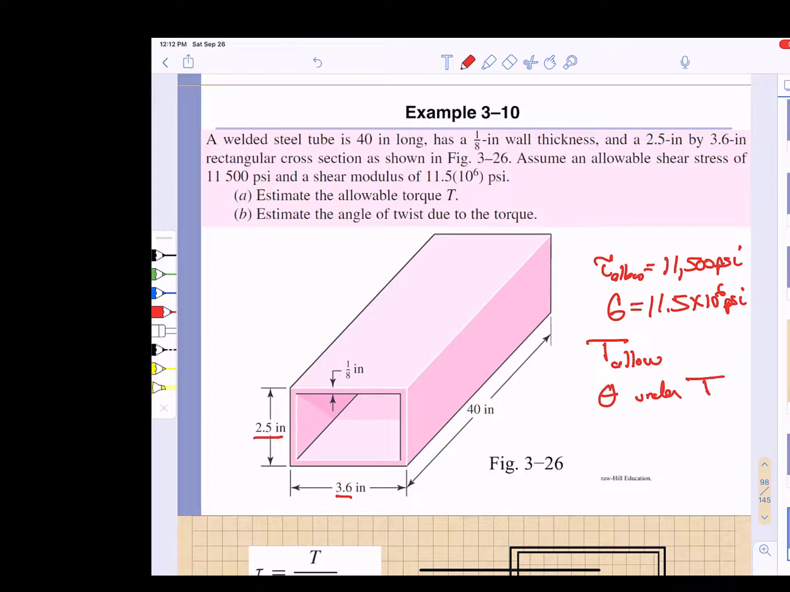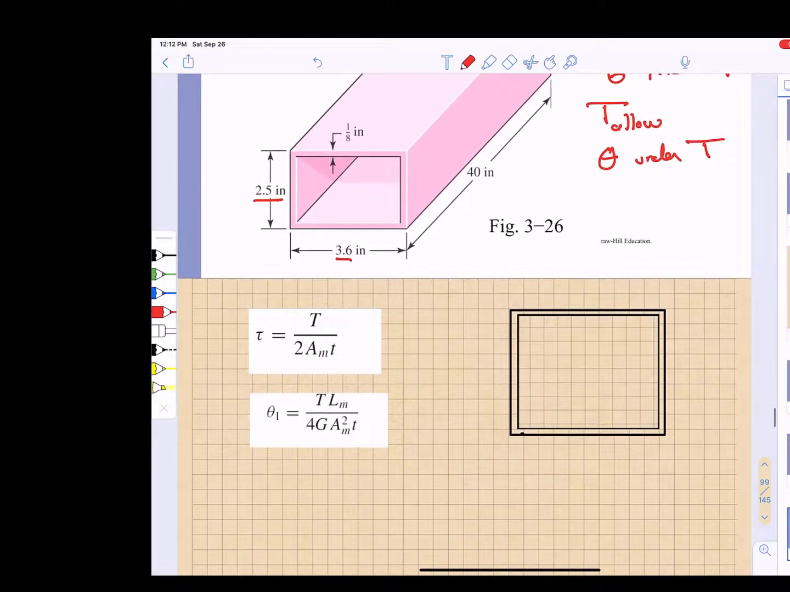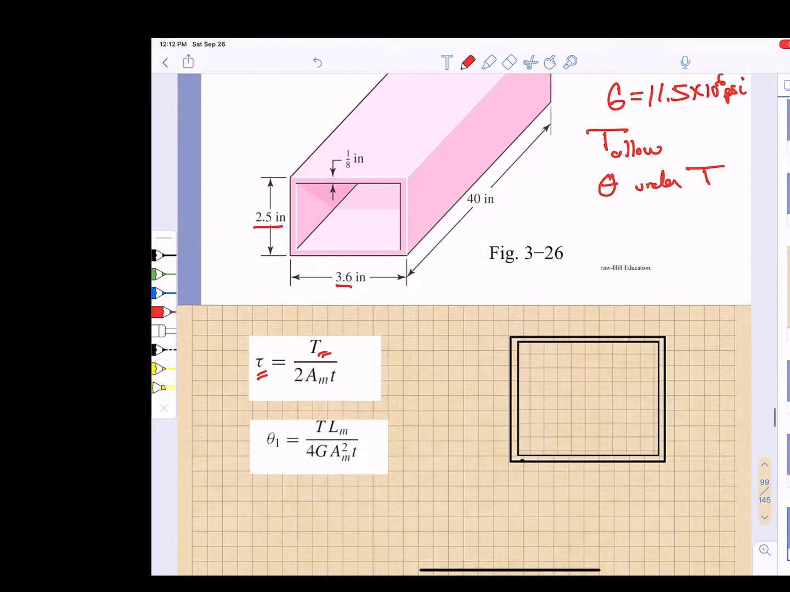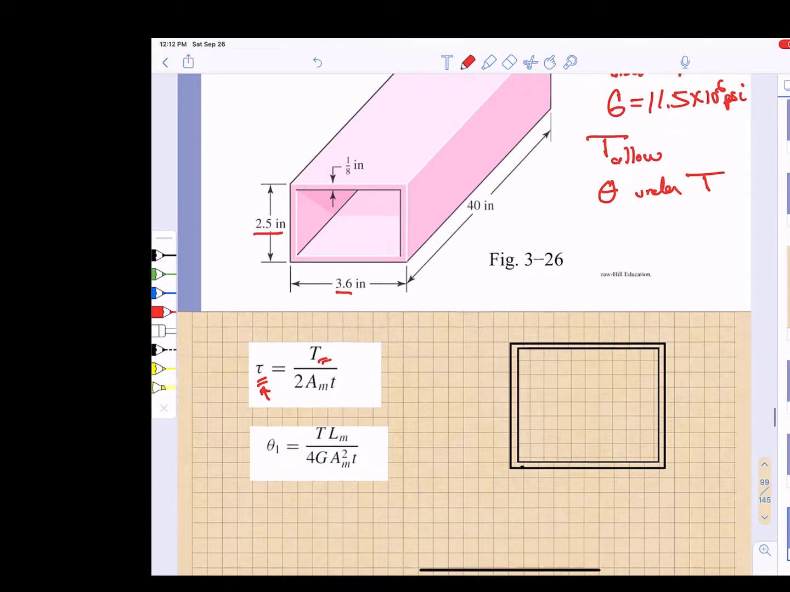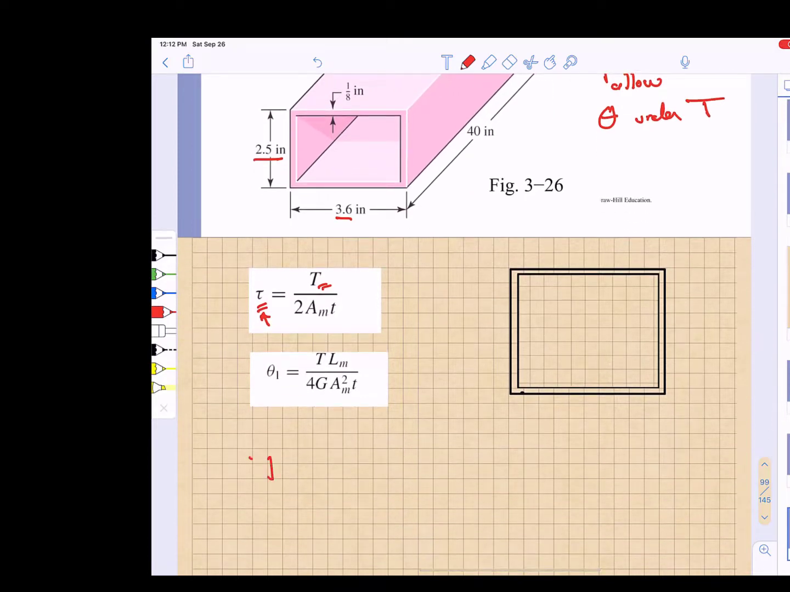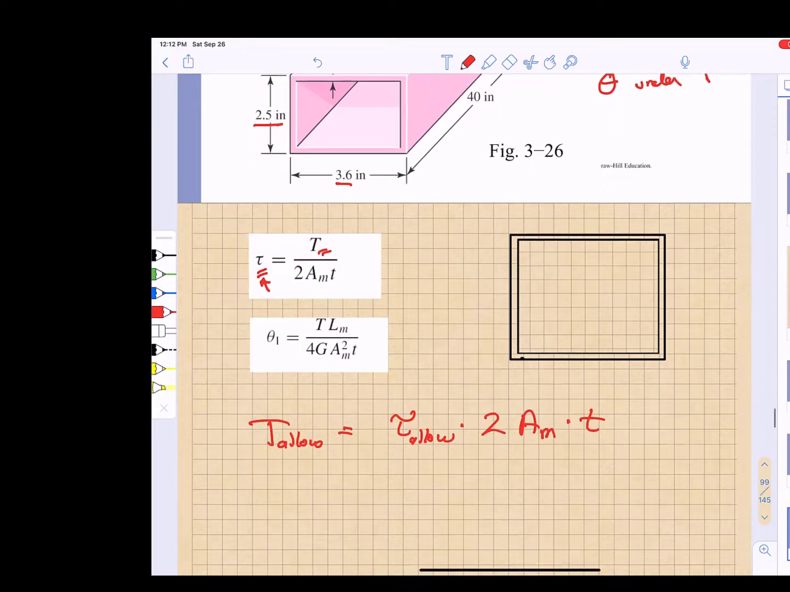So what are we going to do? Well, we have to take a look at our equations, how we relate shear stress to torque. Since we're trying to find the allowable T, we already know what the average allowable stress happens to be. We want to solve for T. So the allowable torque would just be equal to the allowable shear stress times twice the median area times the wall thickness t. Well, we know what the wall thickness is.